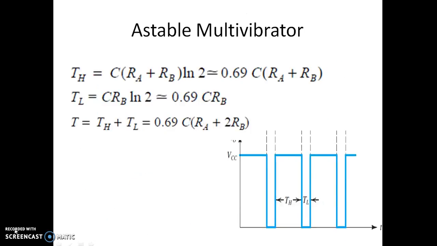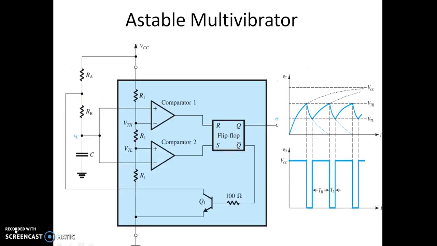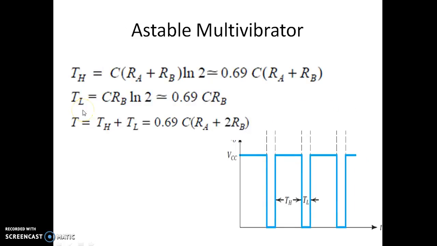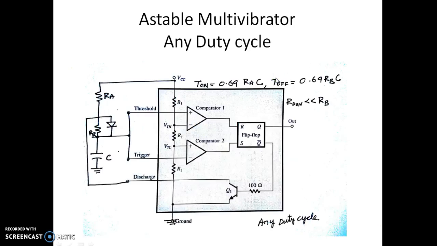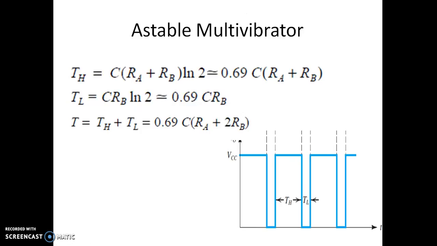One thing we can observe in this particular circuit, as you can see here: while charging, RA and RB are associated, while discharging, only RB is associated. Meaning, even when the values of RA and RB are the same, it is not possible to get a duty cycle less than 50%. Even if RB is very small, the duty cycle given by TH by total T will always be more than 50%.